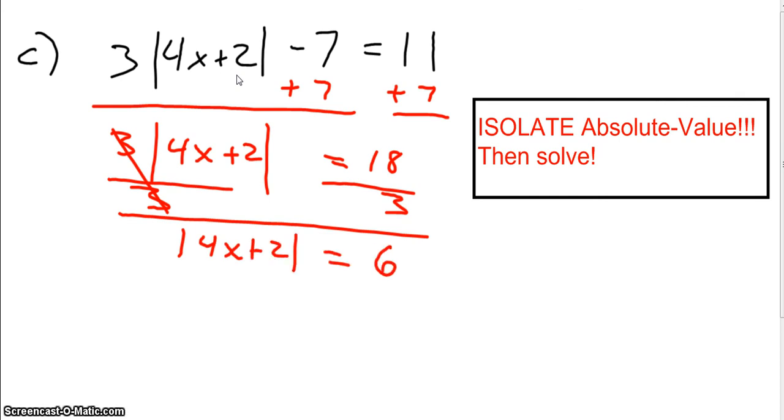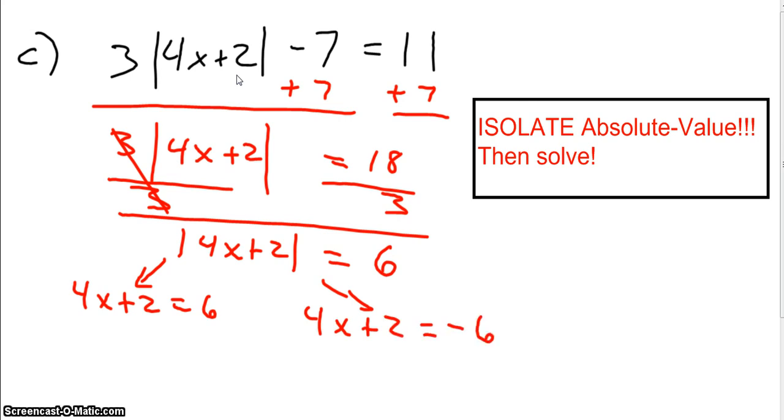So at this point, we go two directions. We have two possible equations to solve. Ellie, what's one of them? 4x plus 2 equals 6. And the other? 4x plus 2 equals negative 6. Good, and now we simply solve these two.